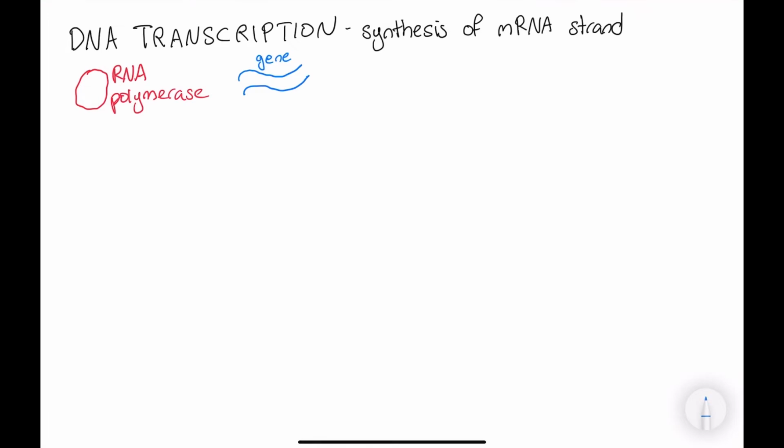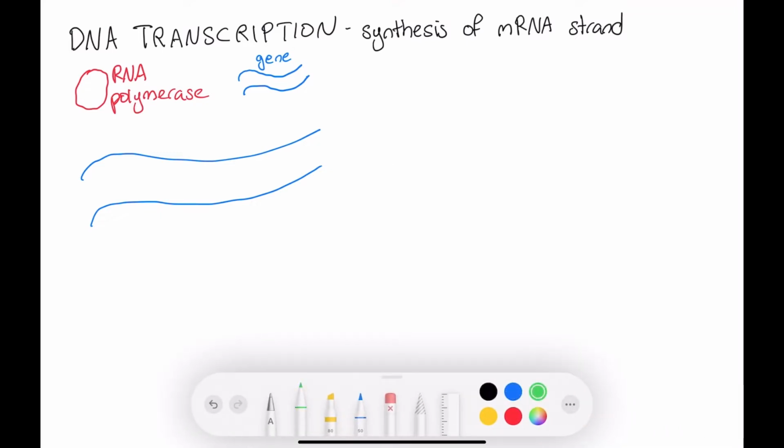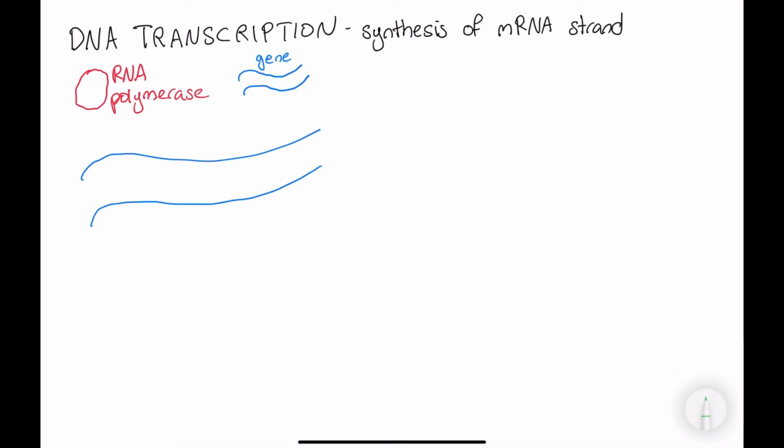Okay, hi everyone. Today I'll be talking about DNA transcription, which is the synthesis of an mRNA strand. We only need to know one enzyme for this, which is the RNA polymerase, and we're looking at one length of DNA here that codes for a polypeptide, which is also known as a gene. Once the body receives a signal to produce a protein, a bunch of transcription factors enter the nucleus and start off this process by first making the polymerase migrate to the promoter region of the gene.